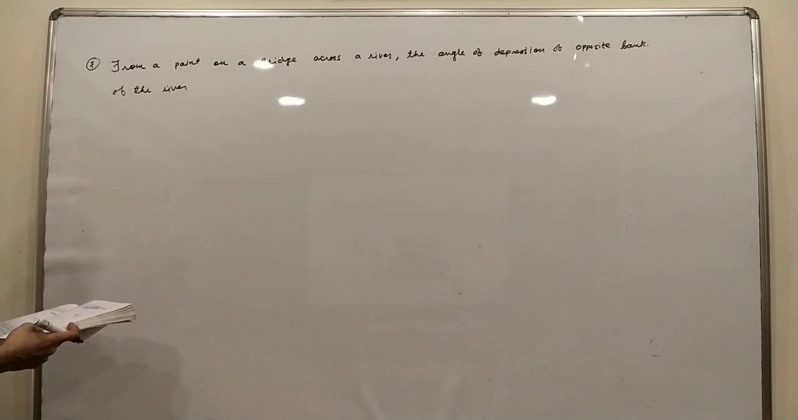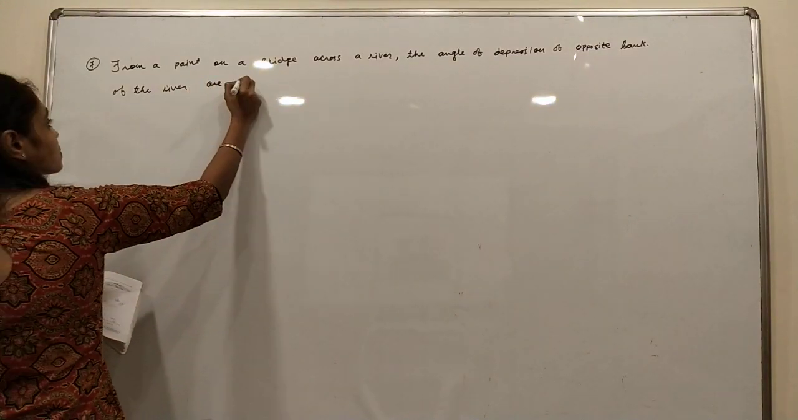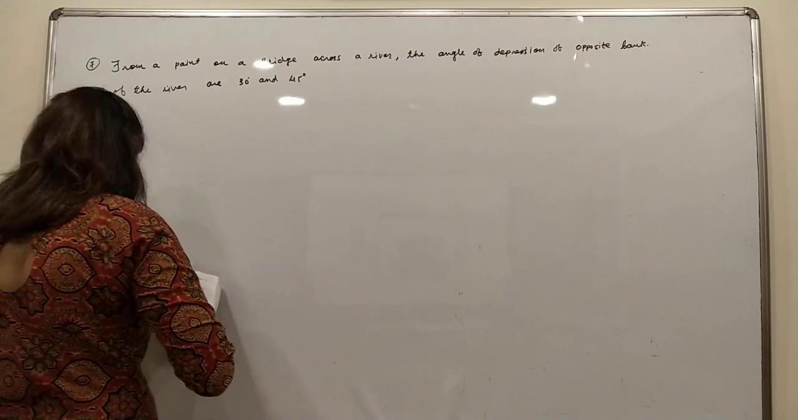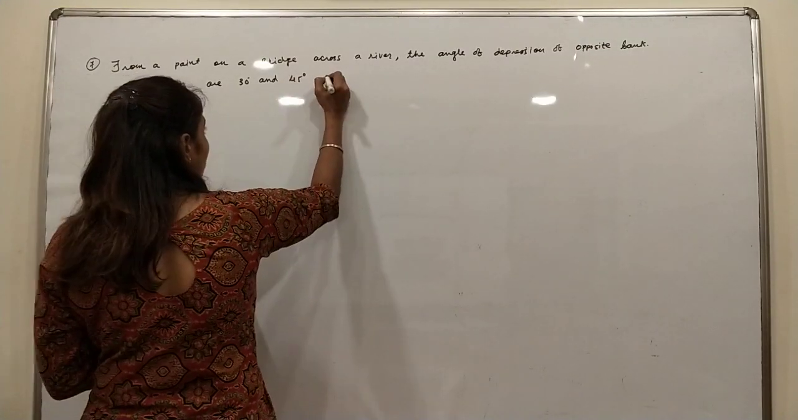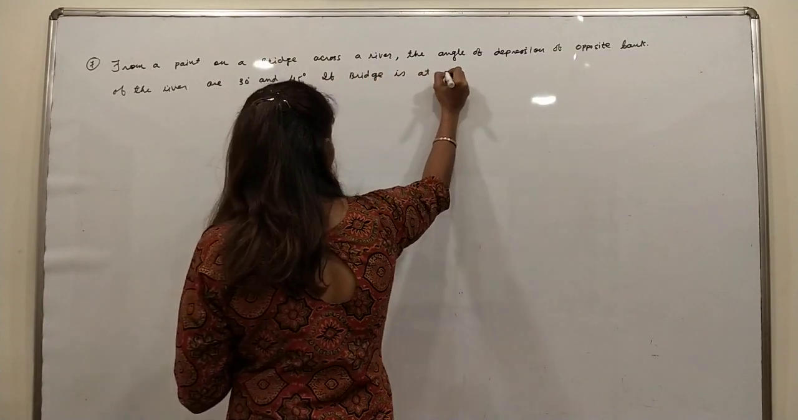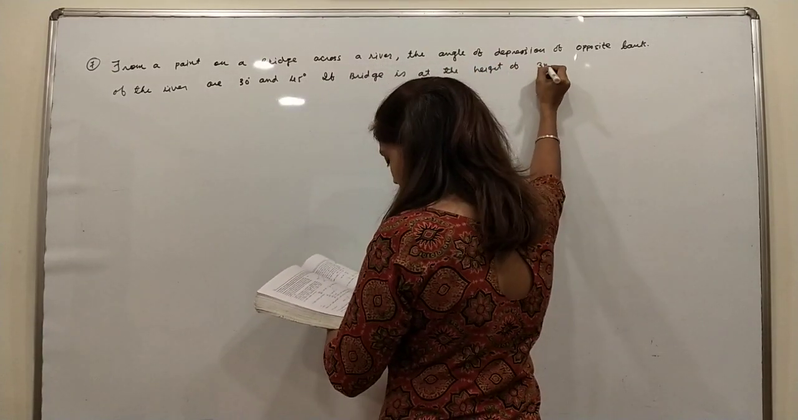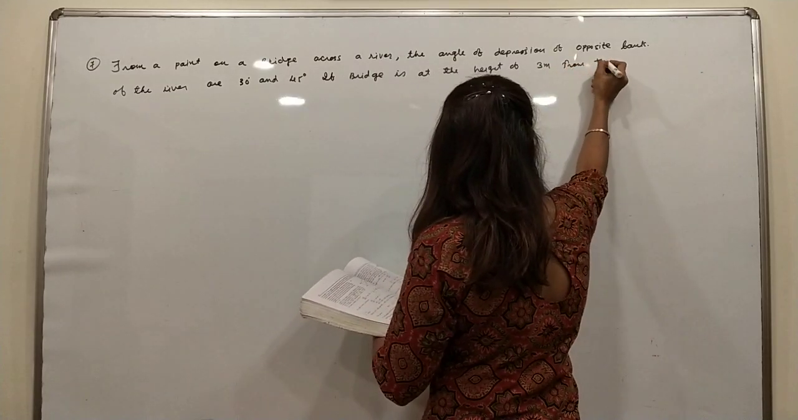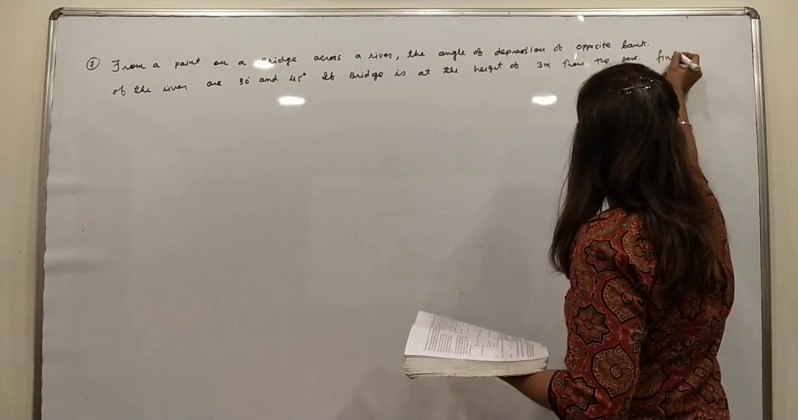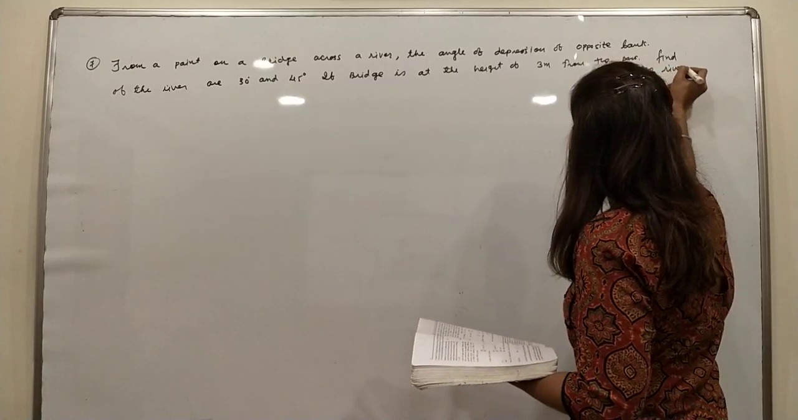The angles of depression of the opposite banks of the river are 30 degrees and 45 degrees. If the bridge is at a height of 3 meters from the bank, find the width of the river. Okay.